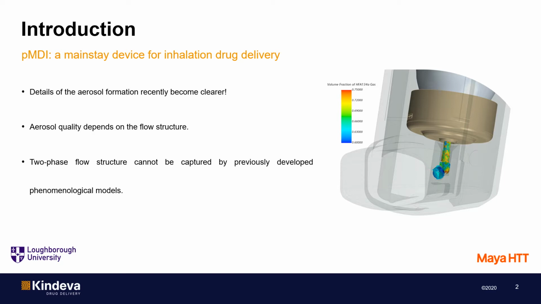What has become clear is that the aerosol quality and stability depends on the details of the flow inside the expansion chamber. In this presentation, I would like to show the results of a CFD study carried out as a collaborative research between Kindeva, Maya HDT, and Loughborough University. The purpose of the work was to see if it was possible to predict the phase distribution of an expanding propellant inside the PMDI expansion chamber. This problem needs to be considered as a two-phase flow and must have an account of the heat and mass transfer between the two phases.